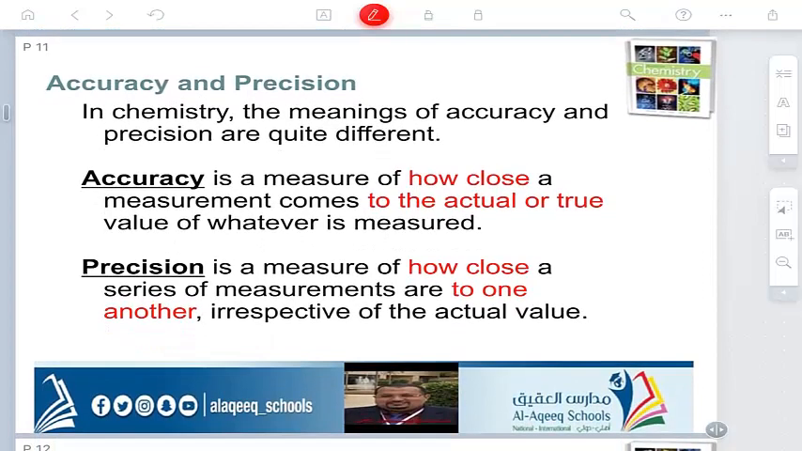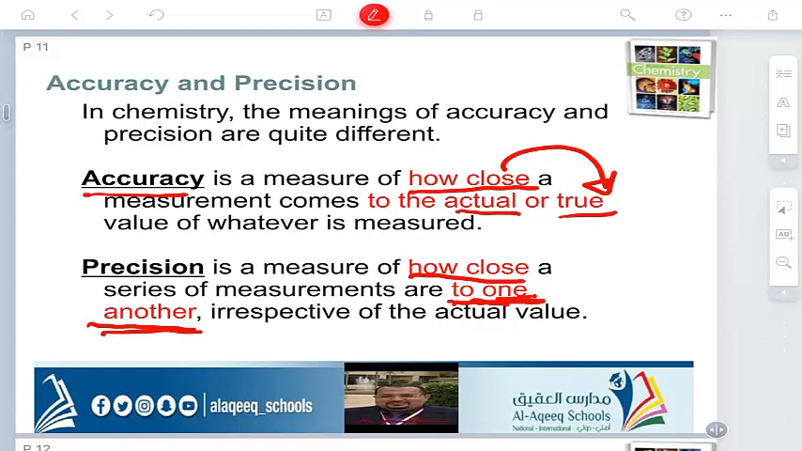In chemistry, we are dealing with numbers, and each number has its own meaning. So you have to be accurate in your numbers. Accuracy means, if you have a measurement, how close this measurement is to the actual or true value. But precision is a measure of how close the measurements are to one another.